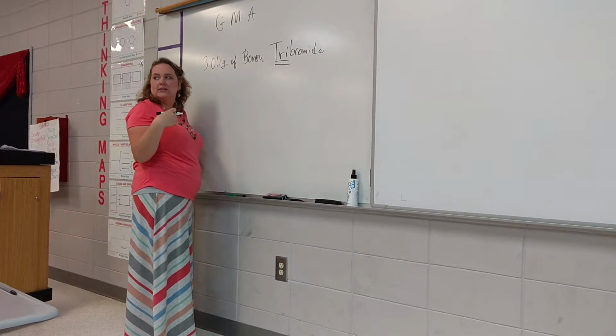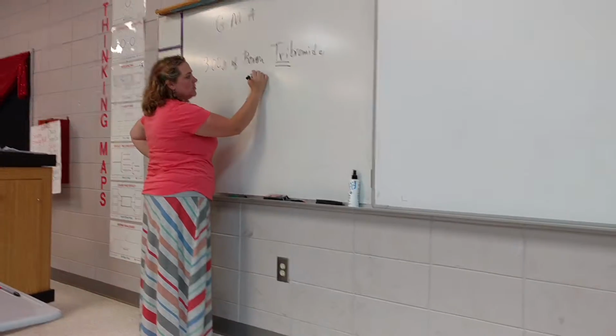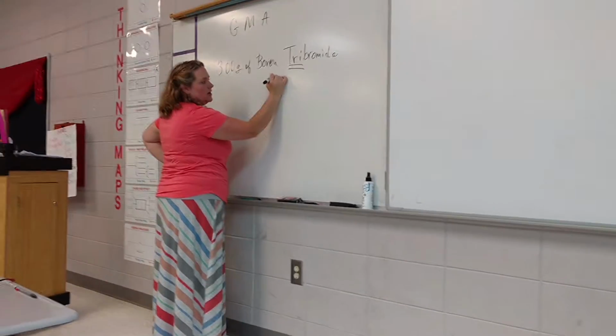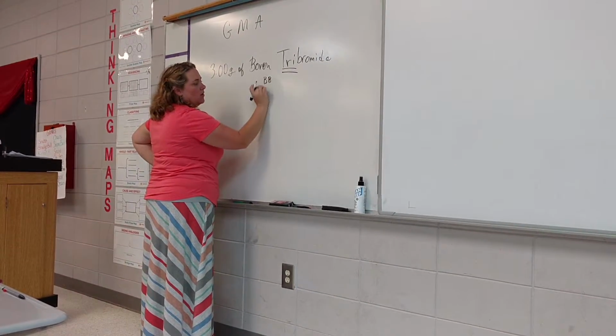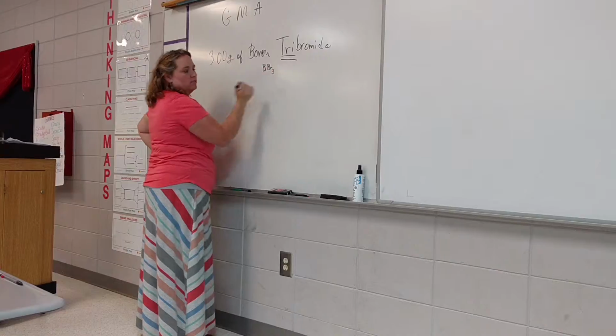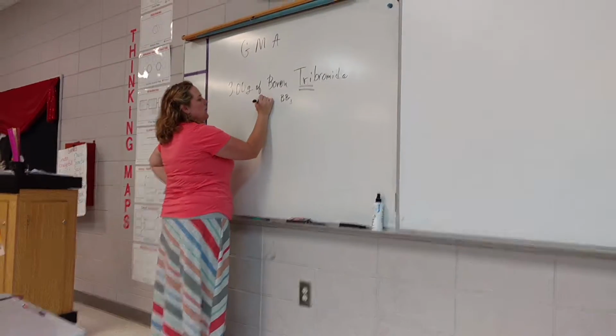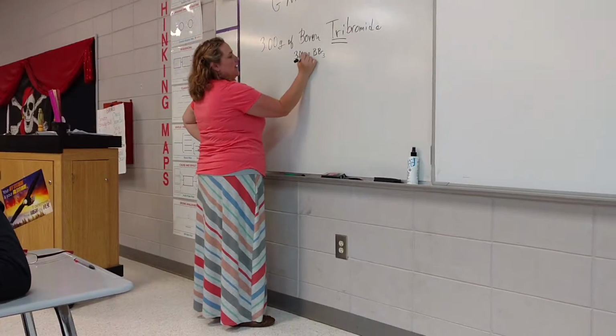Covalent. So do we have to worry about balancing it? No, it's already balanced. So it's going to be boron and then tri meaning 3. So boron, and then bromine, and then 3. Make sense? Okay. So now we know we have 3 grams of that stuff.